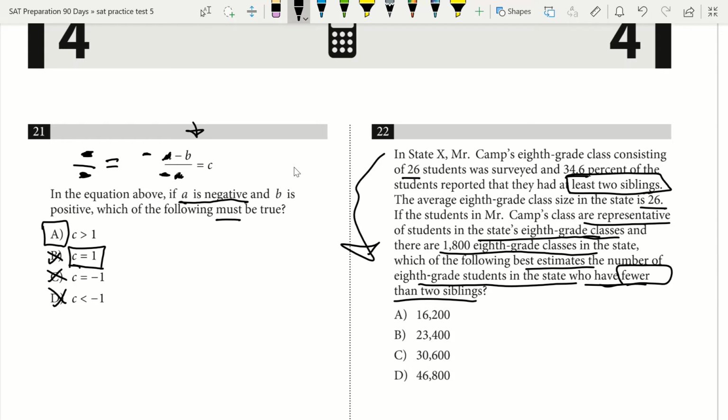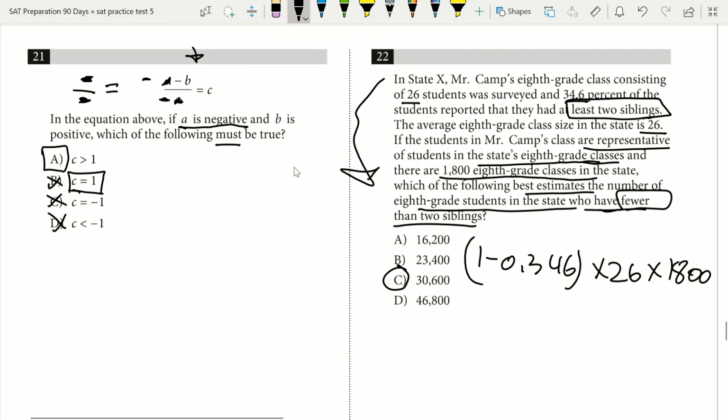We take that and multiply it by the average class size in the state being 26. Then we take that and multiply it by the fact that there are 1,800 8th grade classes. We do that and we're going to get 30,600. So our answer there is going to have to be answer choice C. I'll just quickly write out what math I did there. I did 1 minus 0.346 in parentheses, multiplied it by 26, and then multiplied it by 1,800. So our answer for 22 is going to be C.